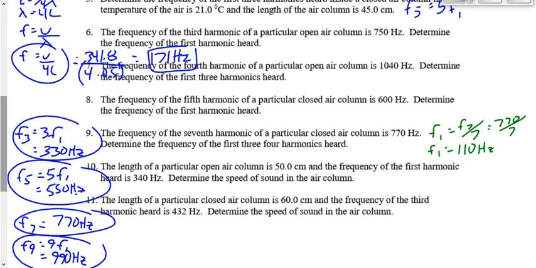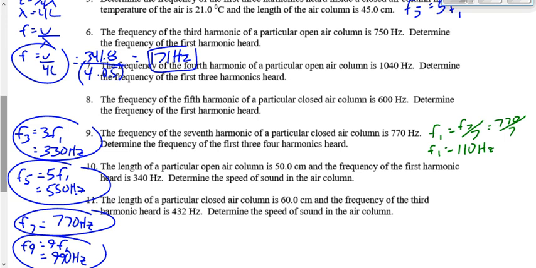Okay. Don't make them harder than they have to be, right? If you have a seventh harmonic, great, get a first. Whatever you do, get a first harmonic. I don't care what you're looking for, get the first harmonic. If you have to use V over 2L to get the first harmonic, do it. If you have to use V over 4L, do it. If you've got 770 as a seventh harmonic, then divide it by 7. Do it. Whatever you do, get the first harmonic, whatever way seems appropriate to do that.